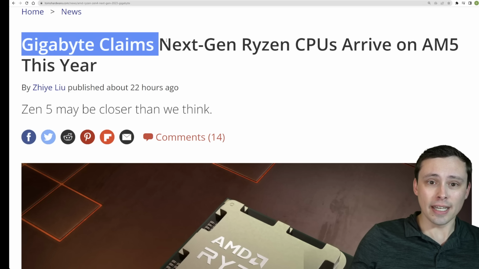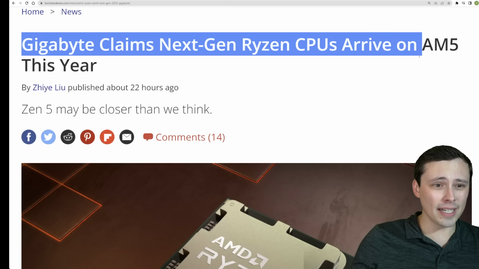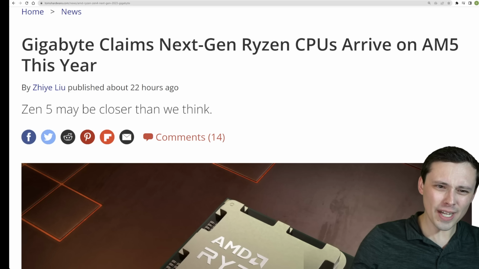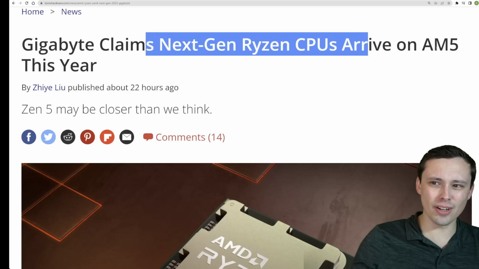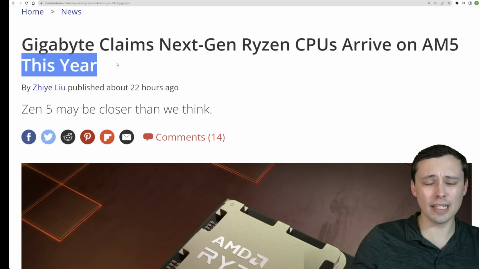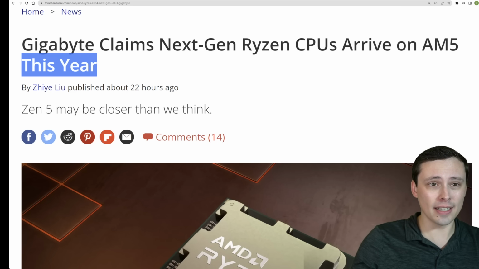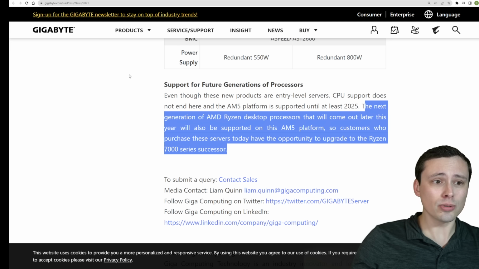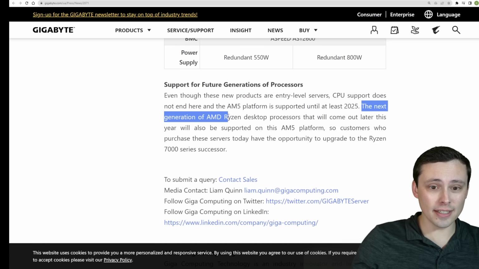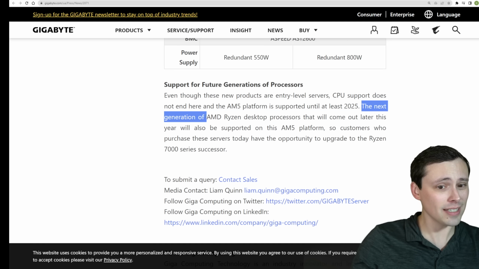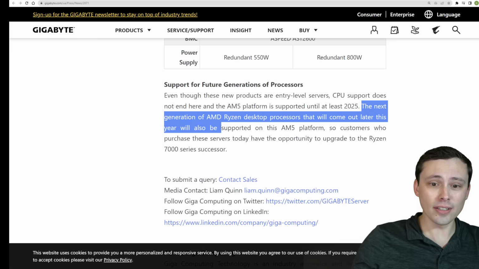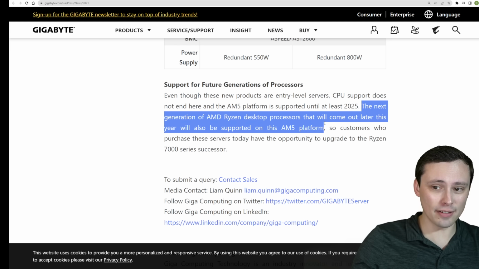Now, Gigabyte claims next-gen Ryzen CPUs arrive on AM5 this year. What? Next-gen Ryzen CPUs on AM5 this year? Shouldn't they be in 2024? That's kind of confusing. I saw this headline at Tom's Hardware. The actual source they're getting it from is a Gigabyte press release on the Gigabyte page. And if you read it, it says the next generation of AMD Ryzen desktop processors that will come out later this year will also be supported on this AM5 platform.